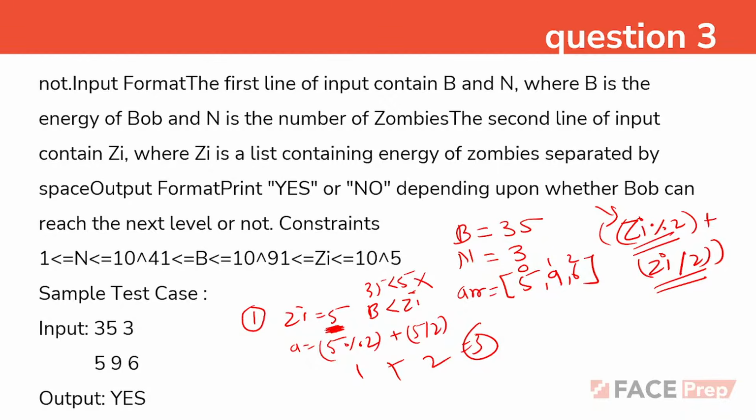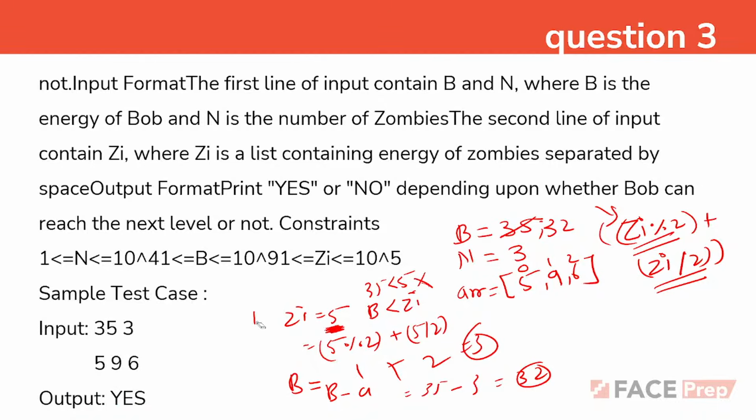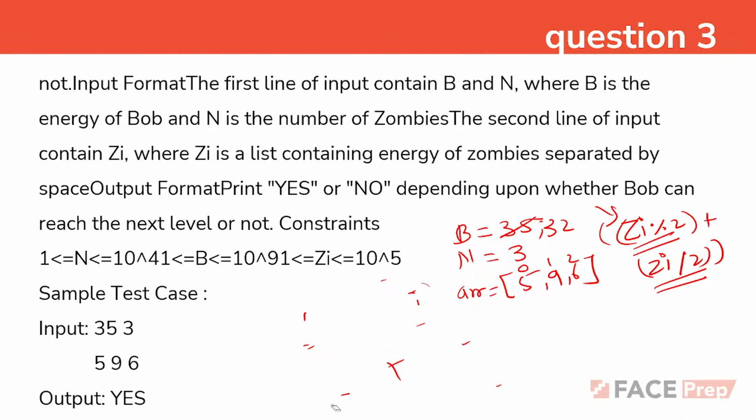So what I'm going to do is update B equals B minus A. That means 35 minus 3 is going to be 32. That means this is going to be updated as 32. For the next round, Bob's energy is 32, right? So I will go to the next iteration. So successfully, Bob defended the first zombie, right?